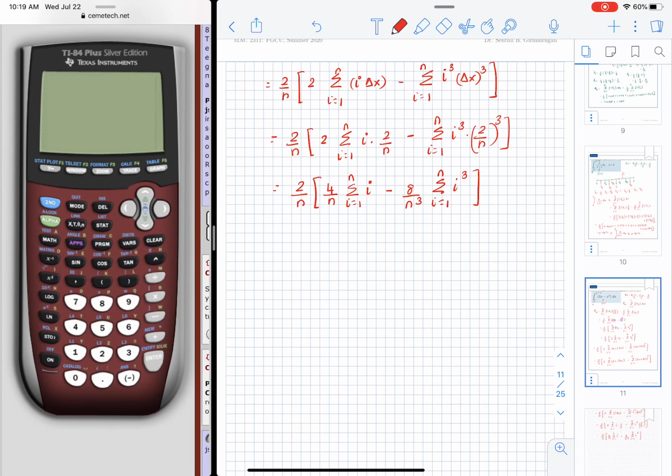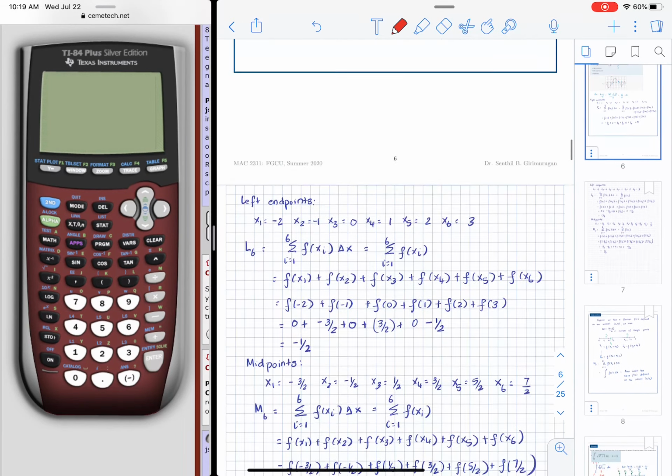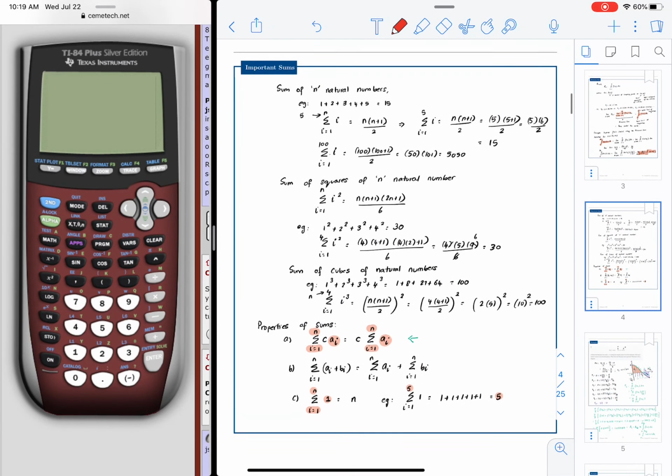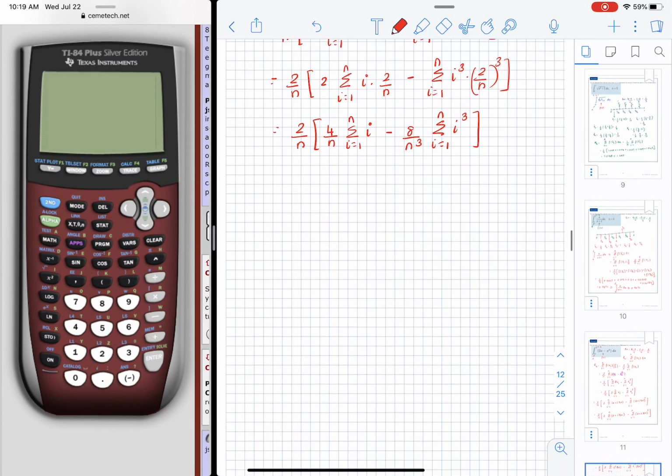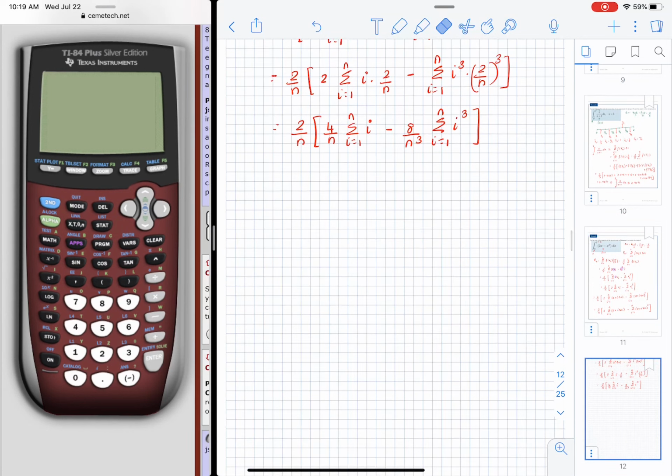This is where the important sums that I mentioned earlier, or over here, come into play. These are the formulas that we're going to make use of in order to come up with the Riemann sum. So we know the sum of n natural numbers is simply n times n plus 1 over 2. Here it is, n times n plus 1 over 2, squared.